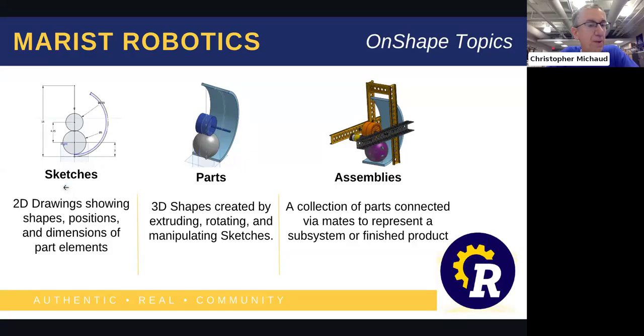Our second topic is this idea of parts. Parts are 3D shapes created by extruding and rotating and manipulating the 2-dimensional sketches. So again, we're moving from 2D sketches to 3D parts. And then an assembly is a collection of parts connected via mates to represent a subsystem or a finished product. All right, and that's where we're at there.